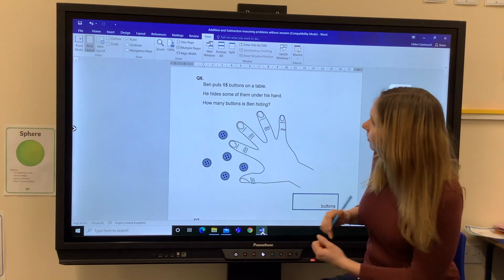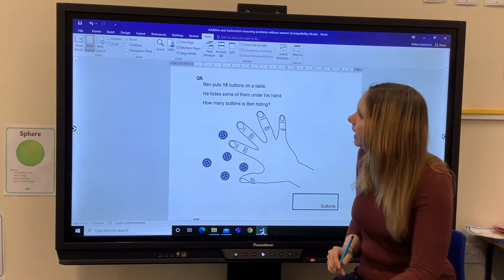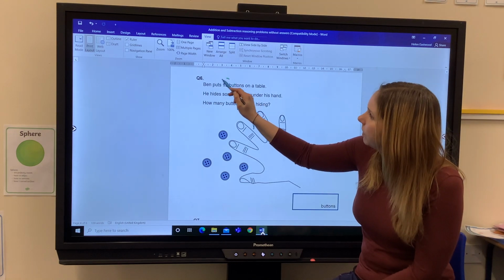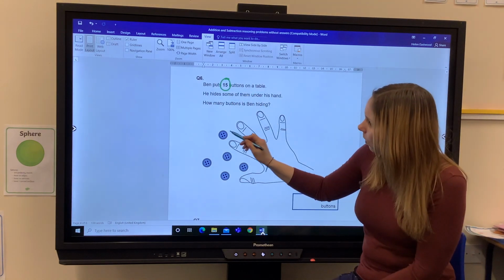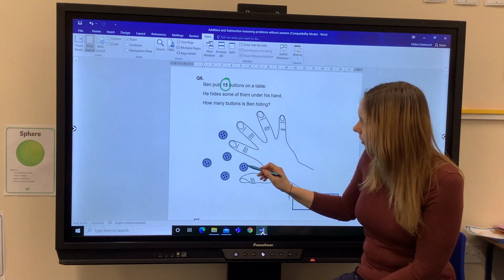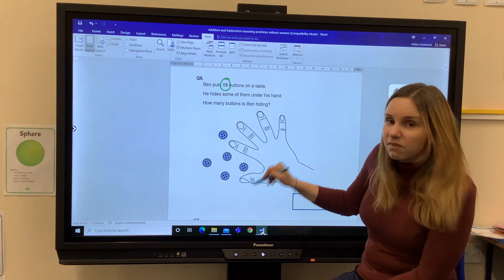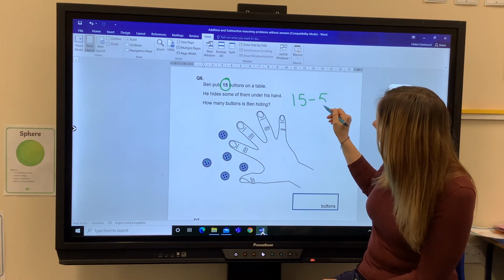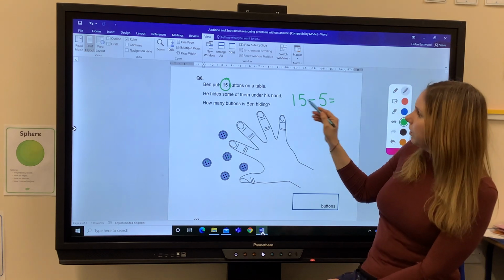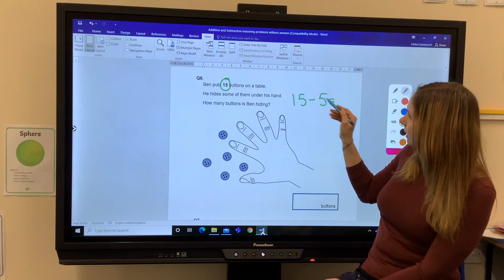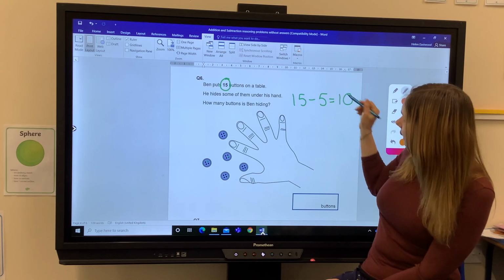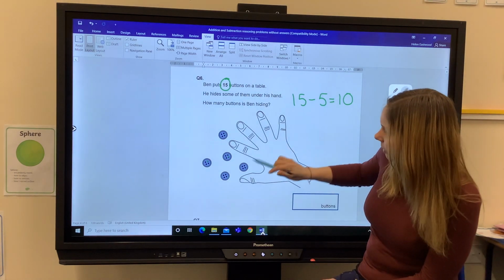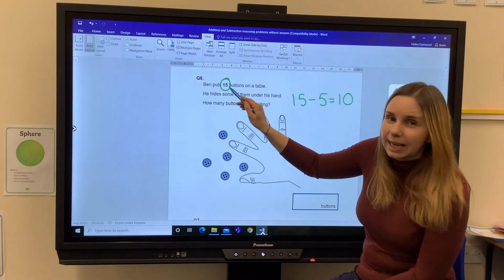Question 6. Ben puts 15 buttons on a table. He hides some of them under his hand. How many buttons is Ben hiding? So circle what we know, he has 15. Okay, 1, 2, 3, 4, 5. Okay, we can see 5 of them. So 15, I'm going to subtract 5 equals, well, I can see 1 10, 5 ones, subtract, no 10s, subtract that 5 ones is 10. Okay, let's check if we're right. Has he got 10 under there? So you may have said that you were going to count on to 15.